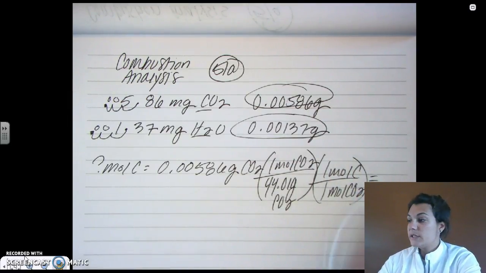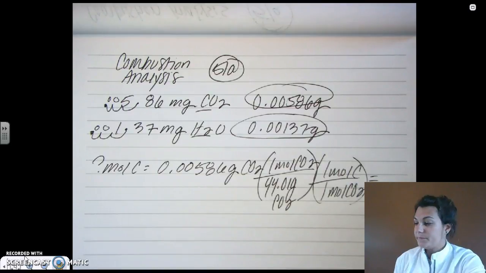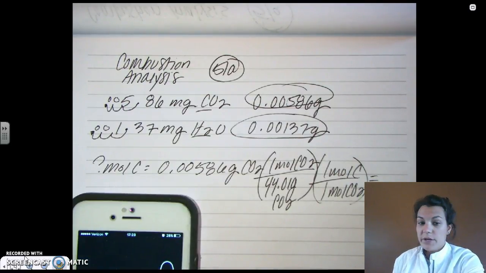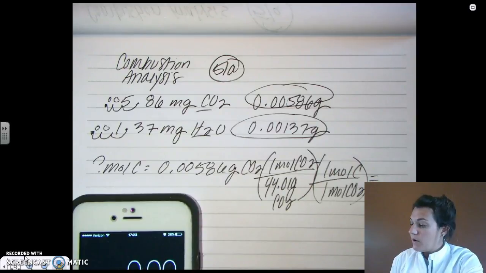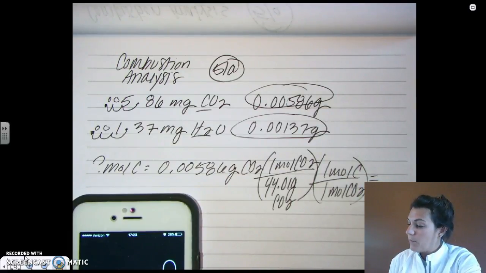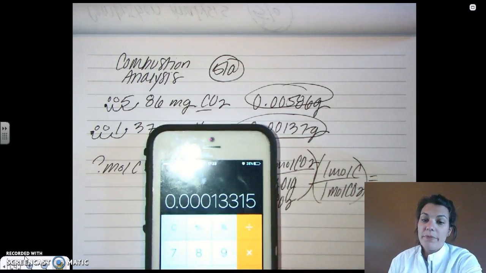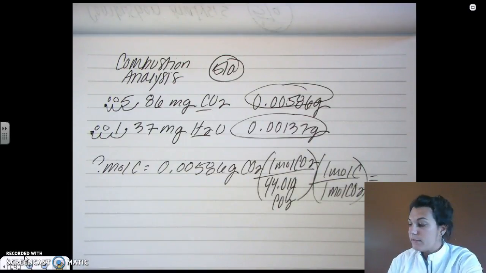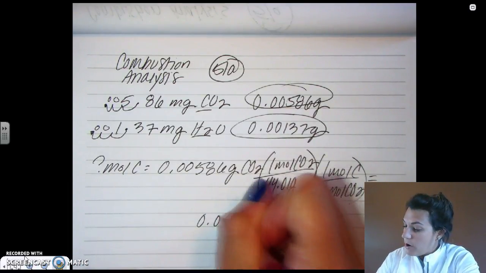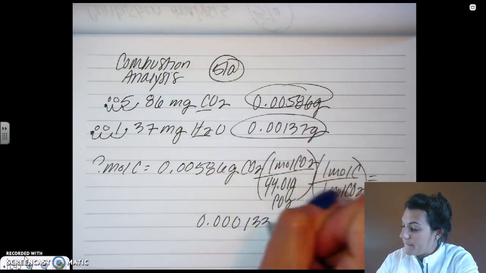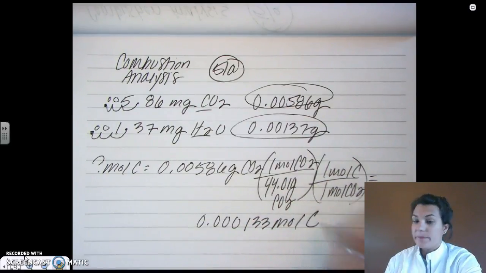So if I was to calculate this number, let me do that. So I'm doing 0.00586 divided by 44.01, and I get this number, 0.000133315, but I need 3 sig figs, so it's going to be 0.000133 moles of carbon, okay?